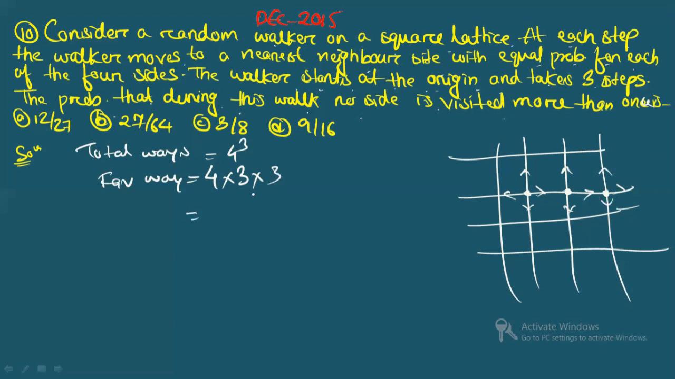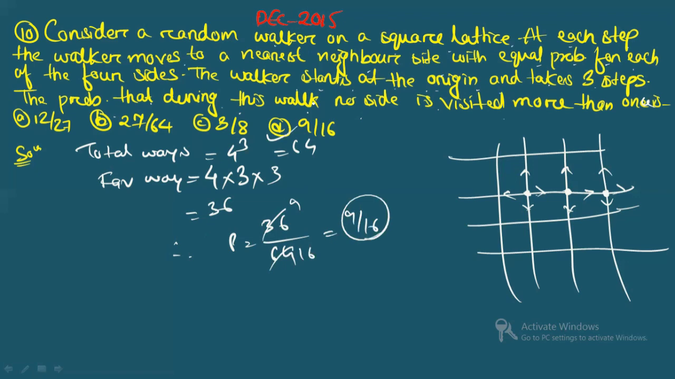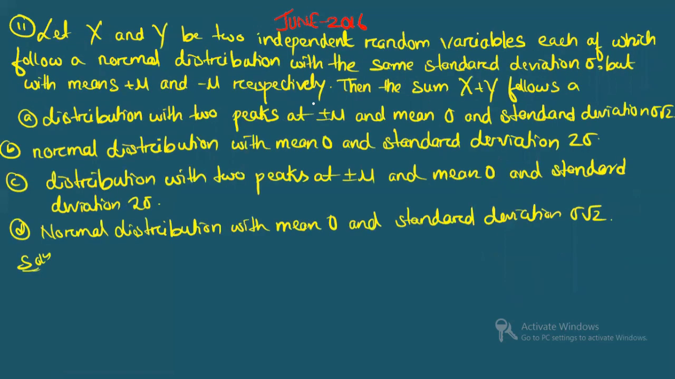So here, this will give you 64, and this will give you 36. The probability is favorable divided by total. When you cancel, 4 nines are 36, 4 16s are 64. So it is 9 by 16. Clear? The correct option is option D. Done. Now let us see the next question.